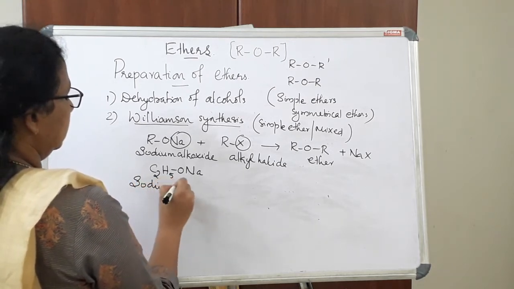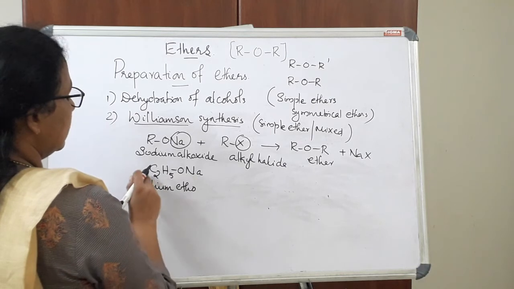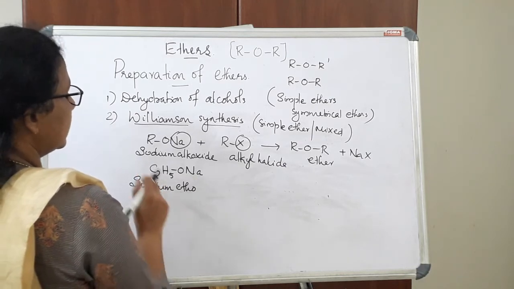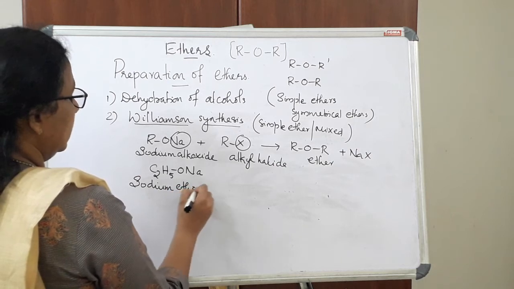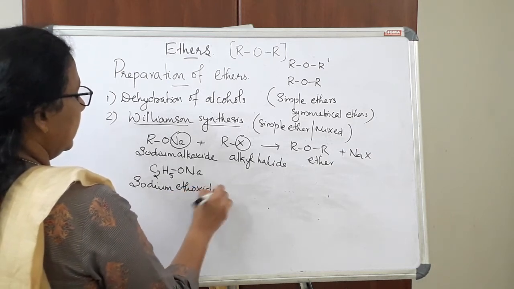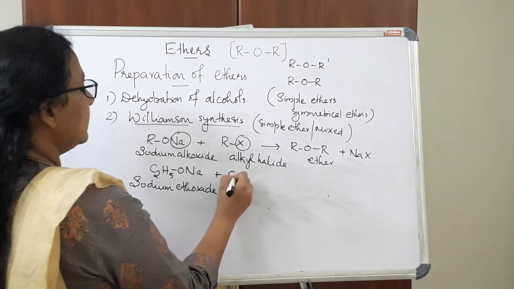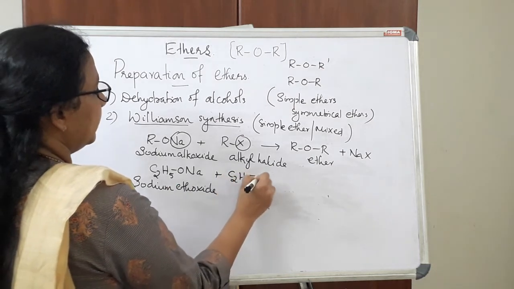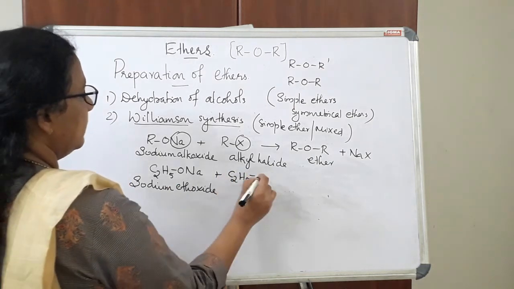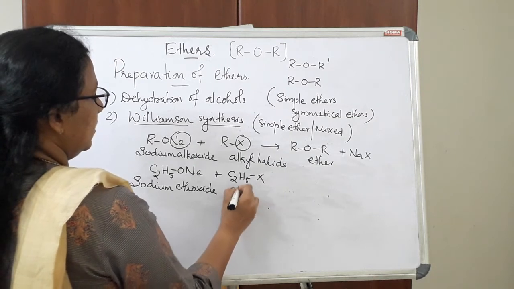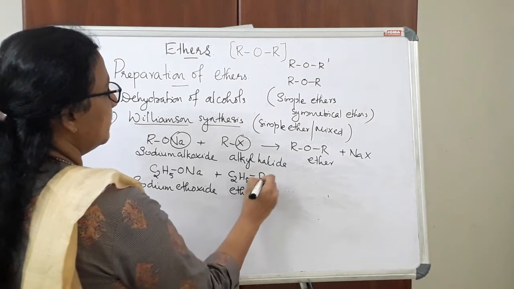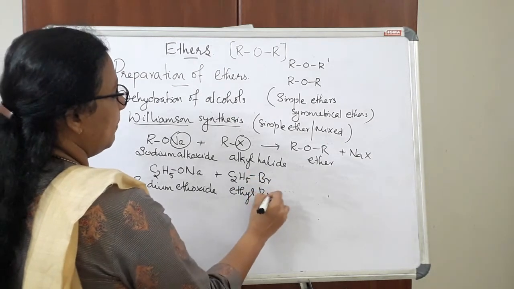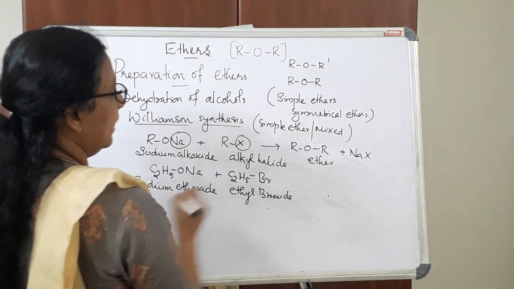Sodium ethoxide. So C2H5 is there, 2 carbon atoms are there, so it will be ethoxide. Sodium ethoxide and C2H5X. This will be ethyl. Instead of X we can write Br. So, ethyl bromide, an alkyl halide.